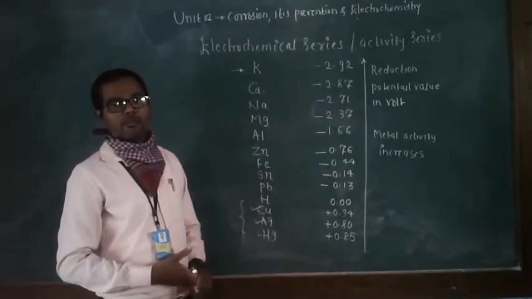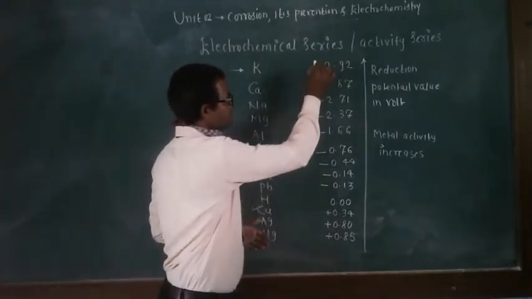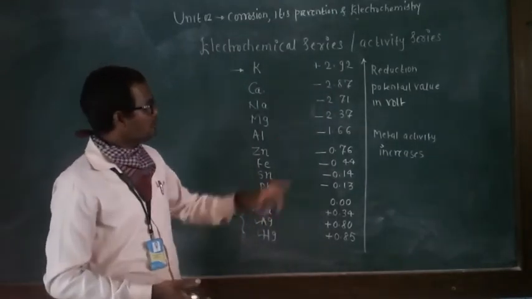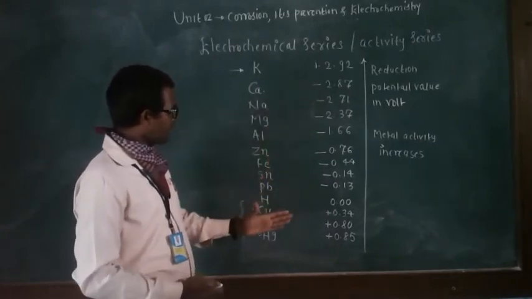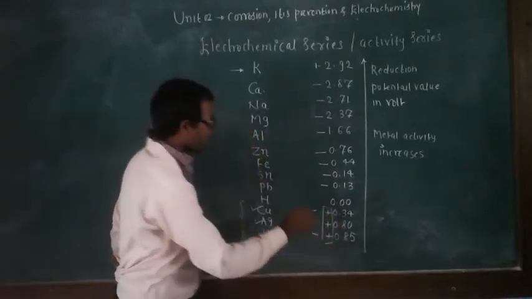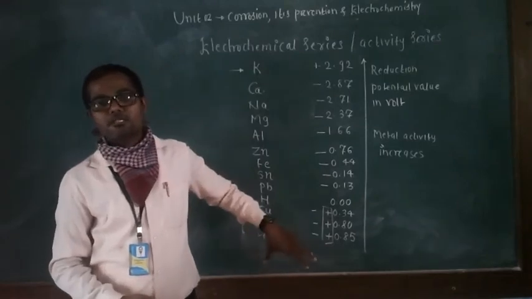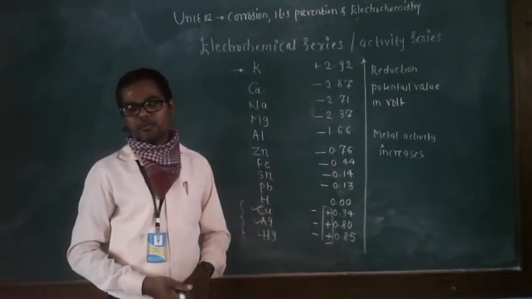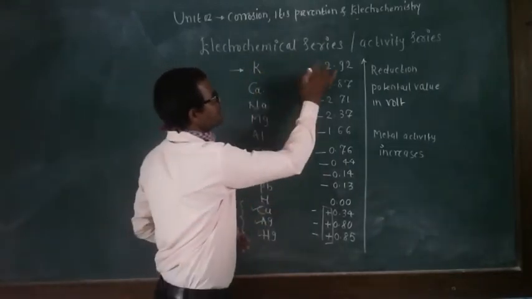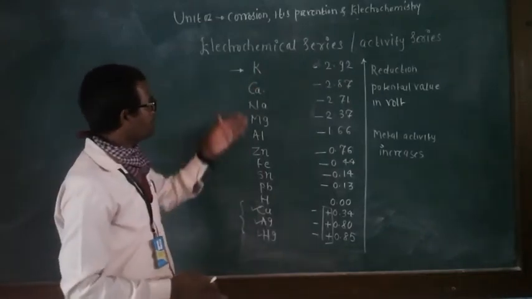So therefore, when we write the oxidation potential value for potassium, it becomes plus. You just have to reverse the sign of your reduction potential value. So a negative sign becomes positive, and likewise when copper has a value of minus 0.34, that value is said to be the oxidation potential value. Are you getting my point? Now here potassium has minus 2.92 volt reduction potential value, and so on.